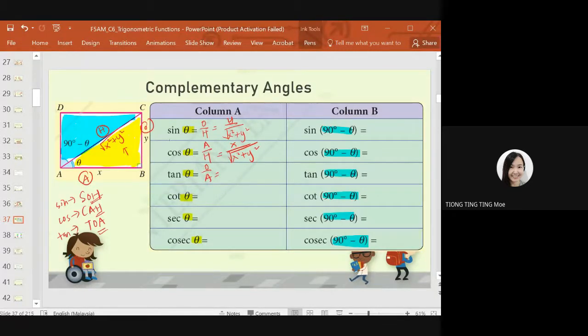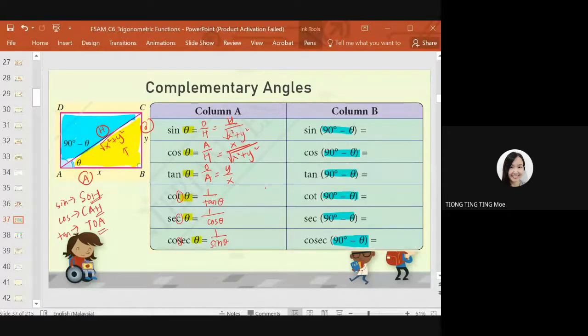Opposite over adjacent is y over x. Okay, so we get the sin, cos, tangent. How about the cotangent? Cotangent is equal to 1 over tangent, right? Secant is equal to what? Secant is equal to 1 over what? Can anyone tell me? 1 over cos. Yes, 1 over cos. Then cosecant, the third one, is 1 over sin.